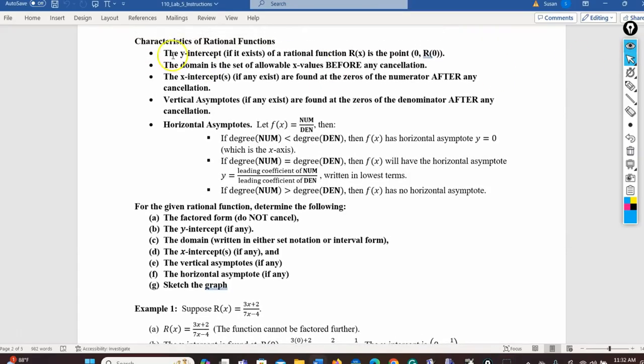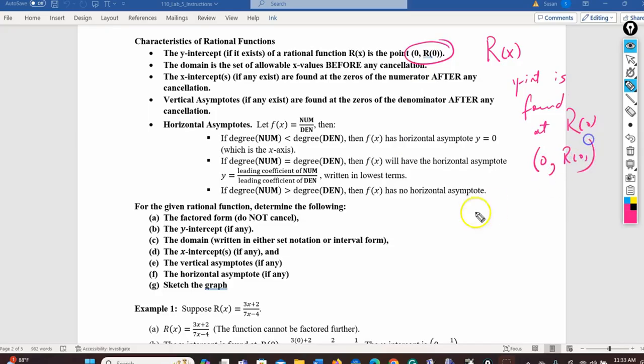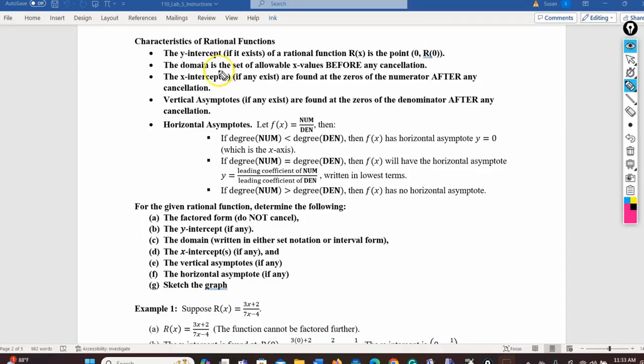Characteristics of rational functions: they all have a y-intercept, well, sorry, if it exists. So they may or may not have one, but it's an easy thing to calculate what it is if it exists. If we have a rational function r of x, then our y-intercept is found at r evaluated at 0. And the y-intercept is a point, and so its coordinates are 0, r of 0.